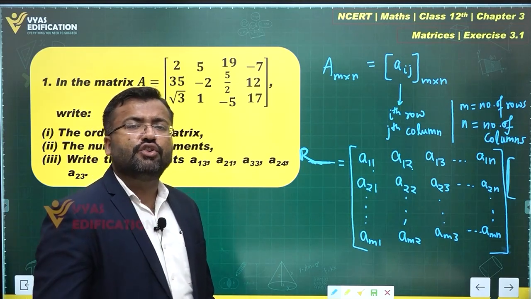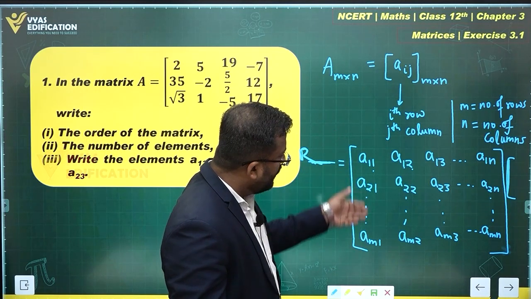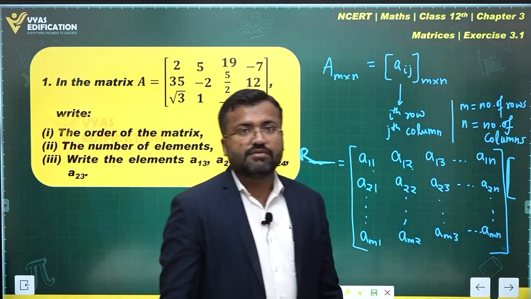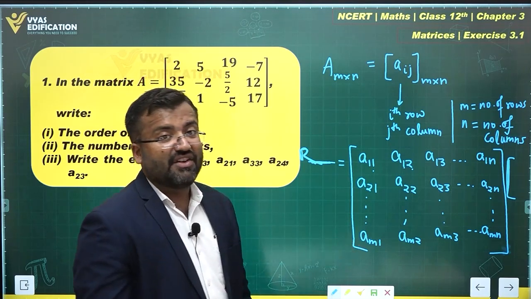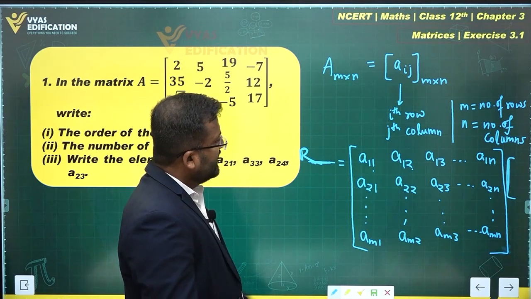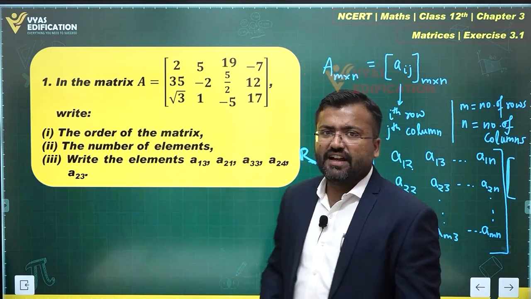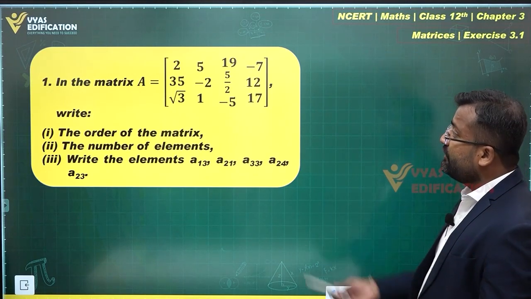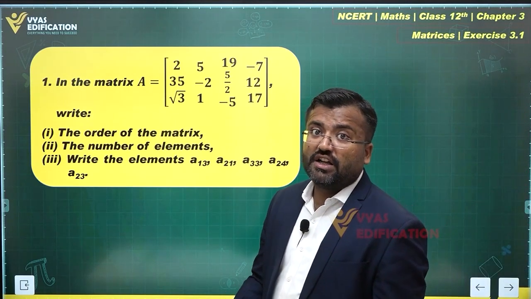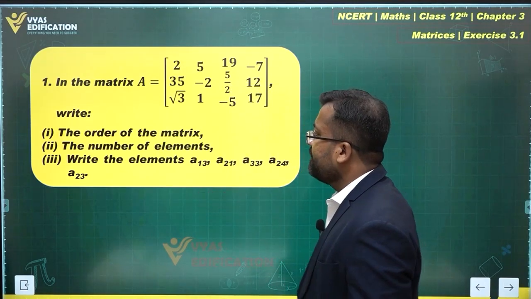How many elements do you think are there? The number of elements is equal to the number of rows times the number of columns, that is the product mn. That is what you'll have as the number of elements. Now, keeping these things in mind, we can attempt this question very easily. What does the question say? The question simply asks us to find the order of this matrix. For order, we simply require the number of rows and the number of columns.